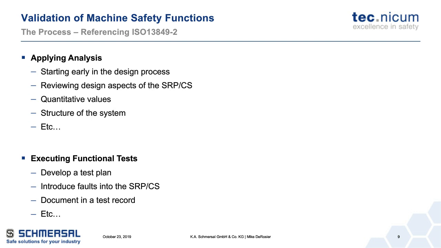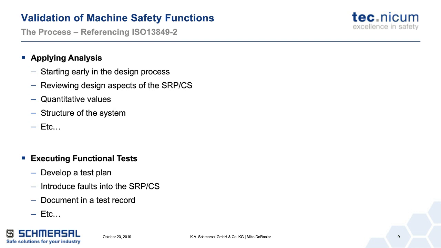So you're going to review that safety-related part of the control system. Look at those quantitative numbers, being the statistical side of it. What's the probability of dangerous failure per hour? How much diagnostics are you picking up, or safe fraction failure, depending on the standards that you're using? And then when we talk about the execution of functional testing, what you need to do is develop a test plan. And I'll go through more details of both of these as we talk through them, but actually introducing those faults. It could be open circuits, short circuits, and where's the actual test results? It goes in that test record.